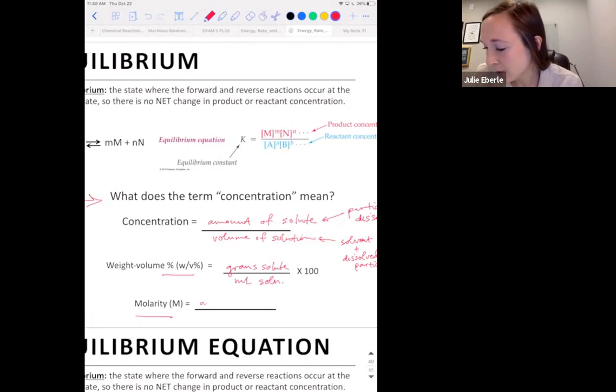Okay, molarity is moles. Molarity is another way to convey concentration: moles of solute per liter of solution. Okay, milliliters and liters are both fine.